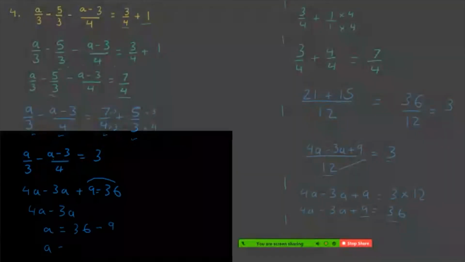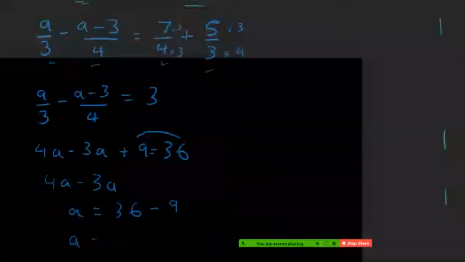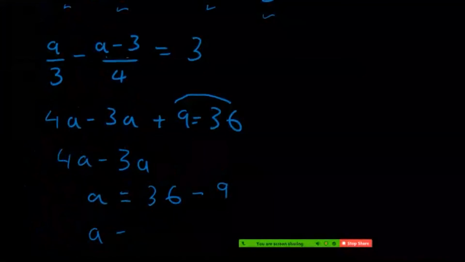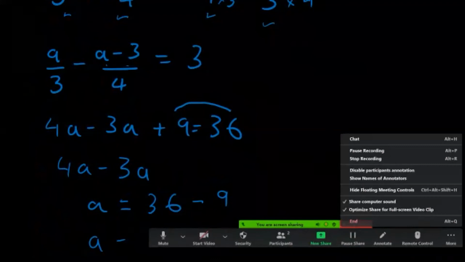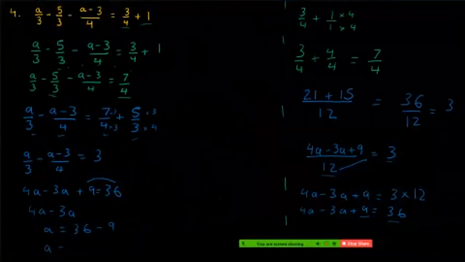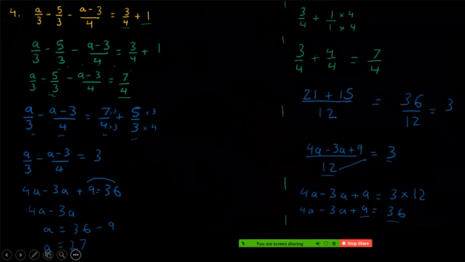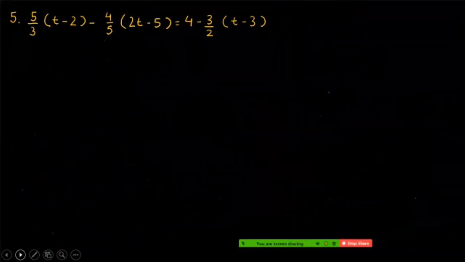Oh, sorry, a is equal to, let me just get this right there. A is equal to, just give me a second. Okay, so now we have a, which is going to be equals to 27, because 36 minus 9 is equal to 27. And that's our answer for this equation. Very simple, yeah? So let's move on to our final equation.